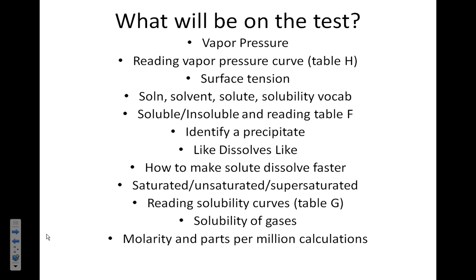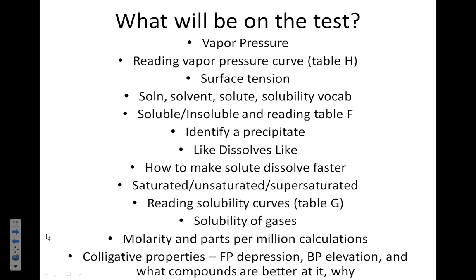Molarity and parts per million calculations. You will be asked to interpret and perform these calculations on the test. And then lastly, colligative properties, what I was talking about just now. Freezing point depression, boiling point elevation, what compounds are better at it, and why. So the test is on Wednesday. You will need a calculator because there were a few calculations that you did. And for the rest of today, make sure you get your homework turned in on the molarity and parts per million calculations.